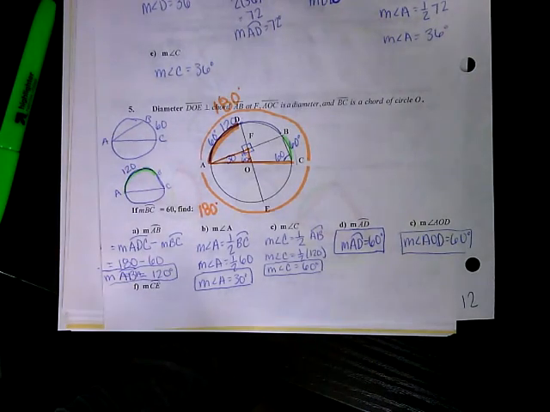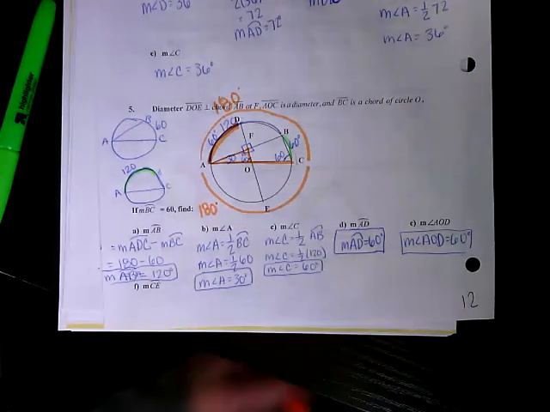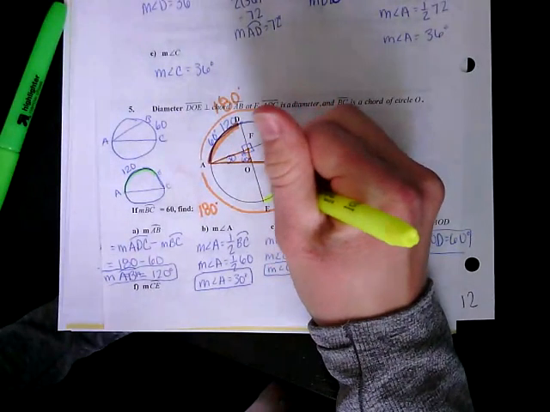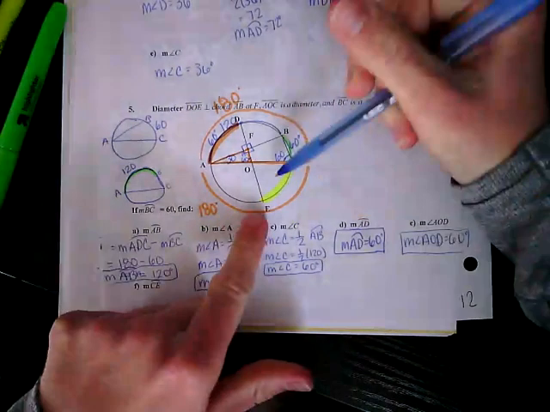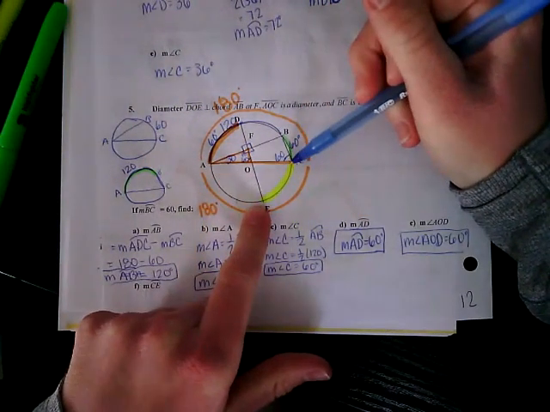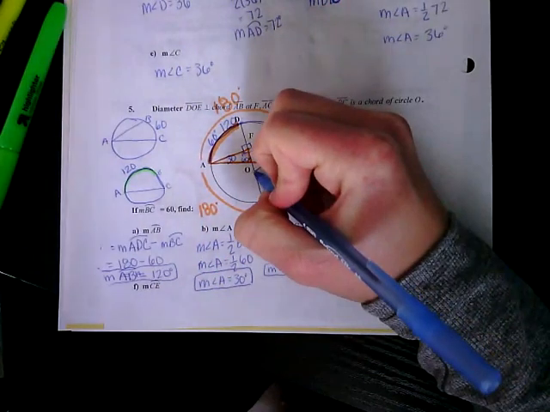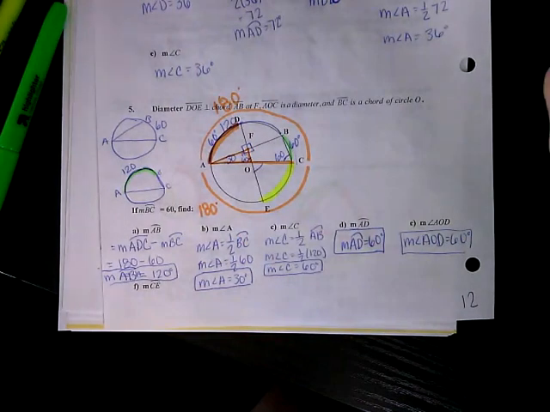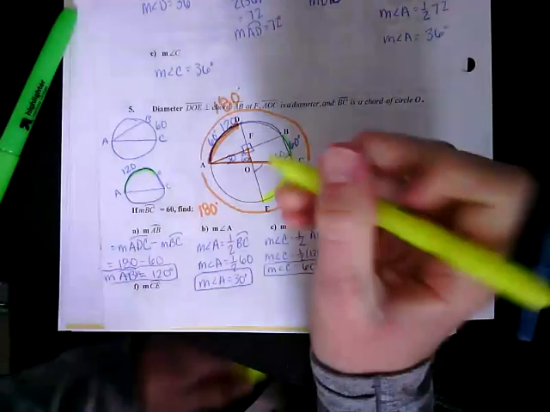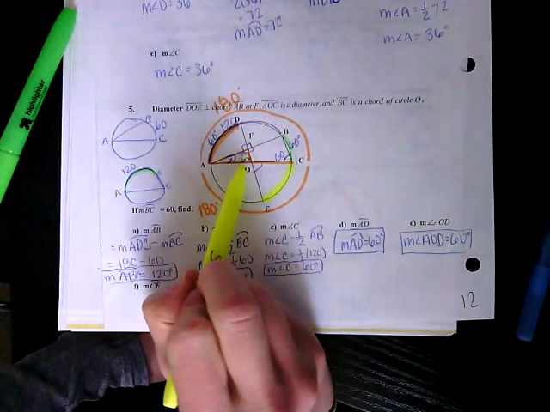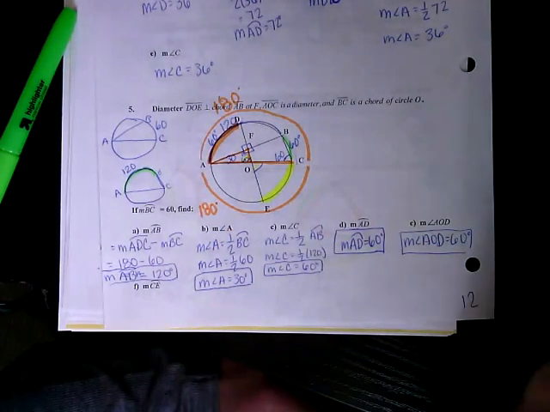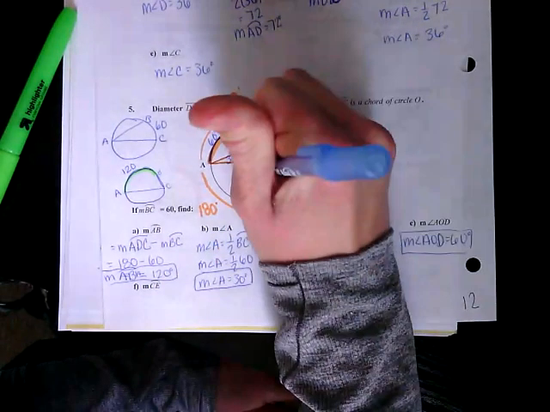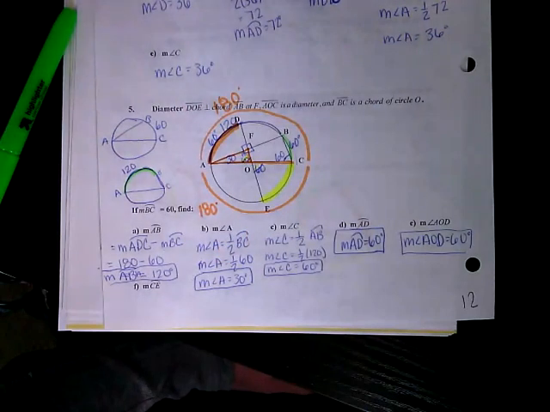Now we want to find the measure of arc CE. Now, CE doesn't have an inscribed angle that intercepts this arc, but it does have a central angle that intercepts this arc. Since this central angle, which is 60, which we just found, and this angle are vertical angles, they are the same. So if this is 60, this is also 60.